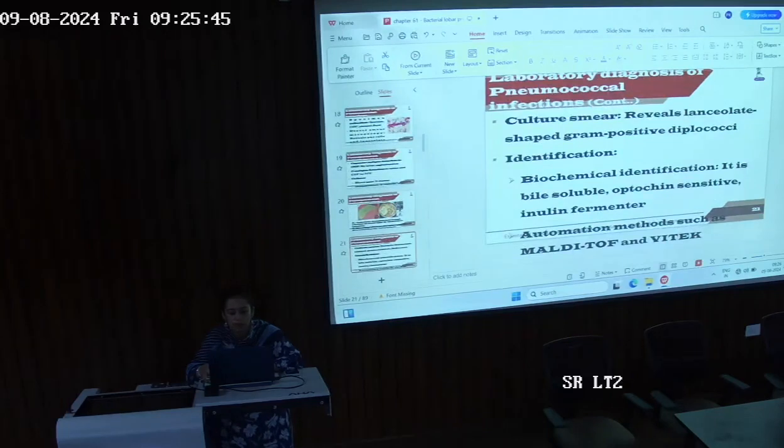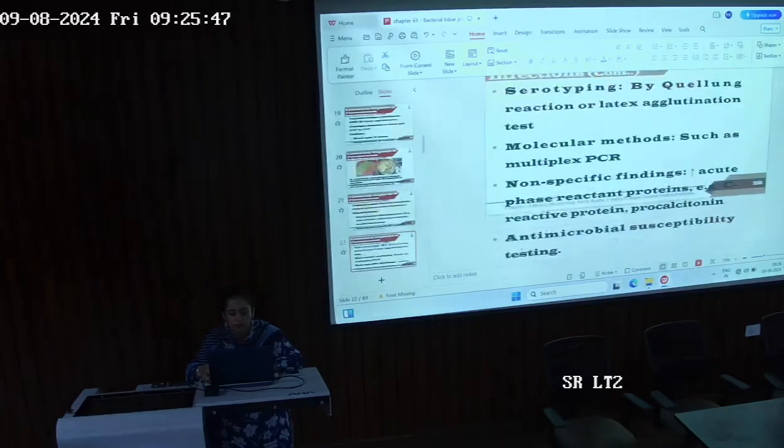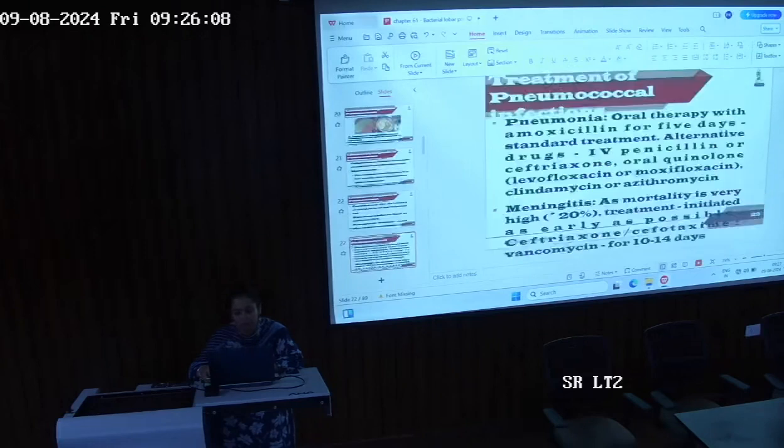Then automated methods like MALDI-TOF and Vitek. Serotyping by Quellung reaction or latex agglutination test is done. Molecular methods like multiplex PCR, this all you know. Non-specific findings: acute phase reactant proteins are increased, like CRP and procalcitonin. Then antimicrobial susceptibility testing is done.